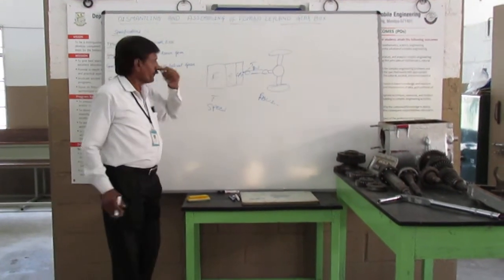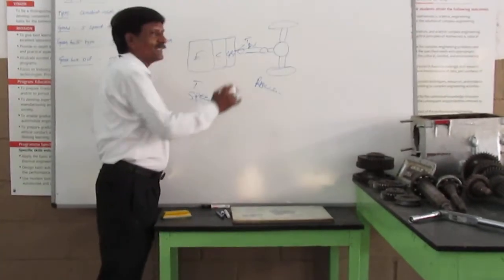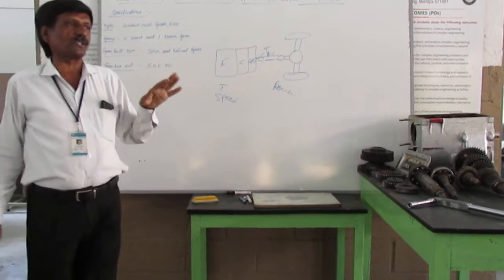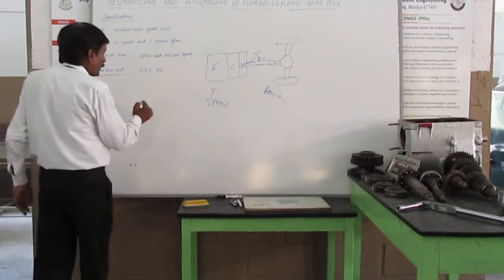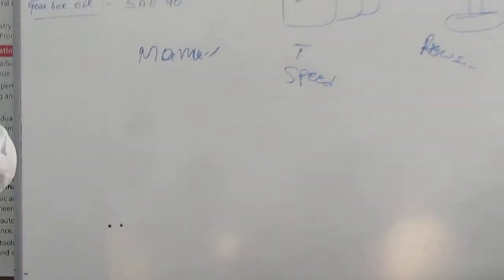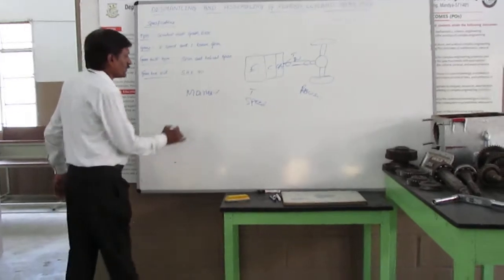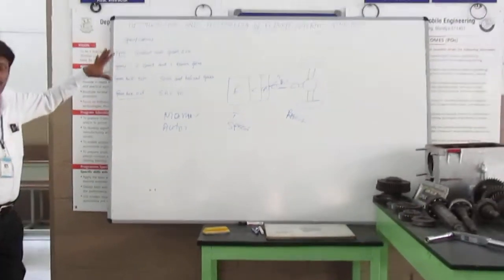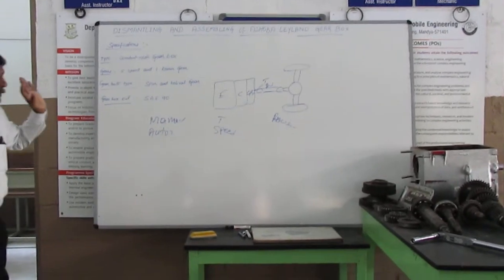For that, we are using the gearbox. In the gearbox, there are different types used. The basic types are the manual transmission system, that is manual gear transmission, where we can change the gear manually, or the second type, automatic transmission.